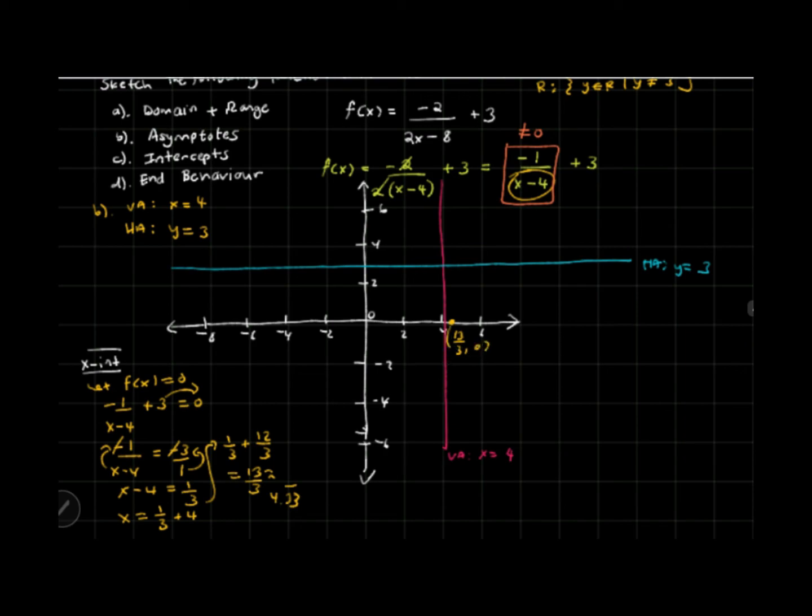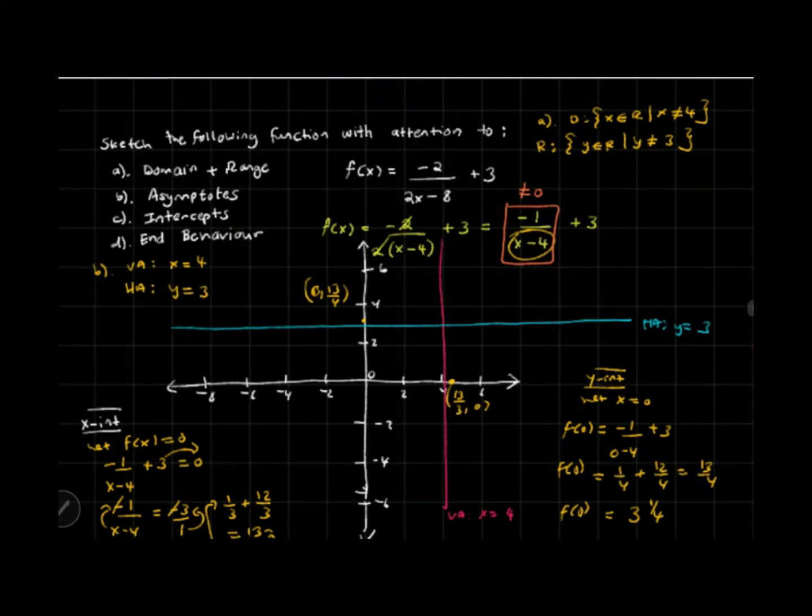So that's my x-intercept. And then you also want to figure out your y-intercept. Well, if I'm figuring out my y-intercept, I'm just going to let x equal 0, because at the y-axis, x is equal to 0. So I'm doing f of 0 is equal to negative 1 over 0 minus 4, plus 3, which is 1/4 plus 3, which is 12 over 4, which is 13 over 4. Okay, so in this case, you basically will get 3 and 1 over 4. So that's like 3.25. So that's going to be somewhere slightly higher than this. So this is 0 and 13 over 4. That's my y-intercept.